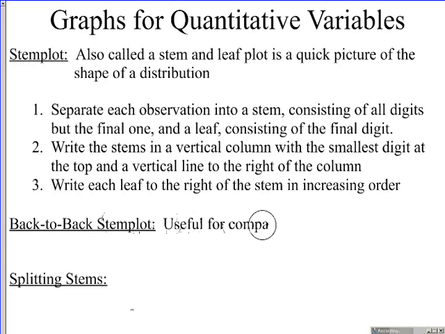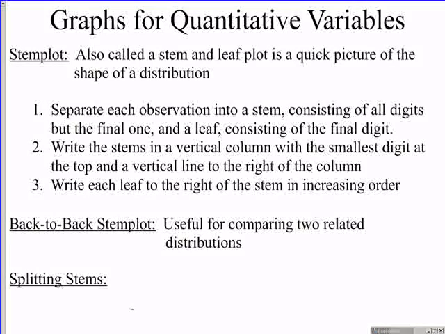Back-to-back stem and leaf plots are useful for comparing two related distributions. So pretend that we are asking a question about the attendance policy at our school, and we are recording responses in a sample of students. Well, if we want to separate those students by male or female, we could do a back-to-back stem plot, which then we could get a good picture of if there is a difference in how male students feel towards the attendance policy versus female students.